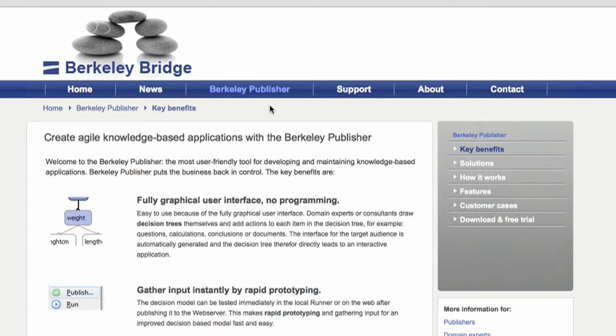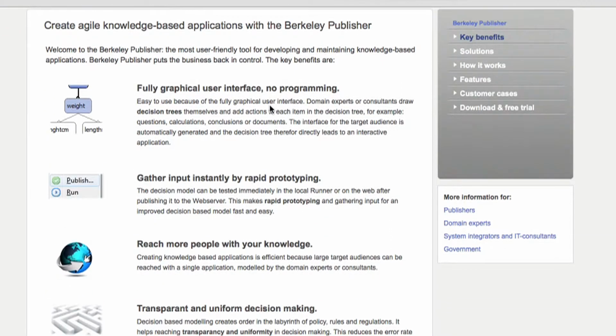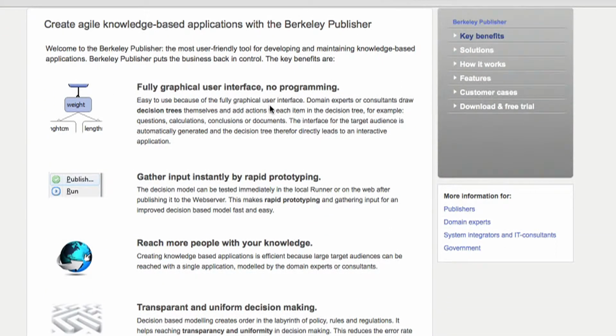You're a specialist, for example, in legal contracting, licensing, medical protocols, government regulation, or taxes and compliance. How nice would it be to be able to make your knowledge readily available to clients and colleagues? Berkeley Publisher software unlocks your knowledge with the use of decision trees.